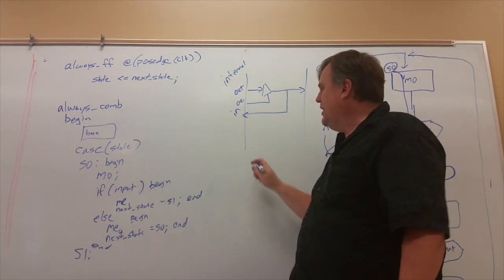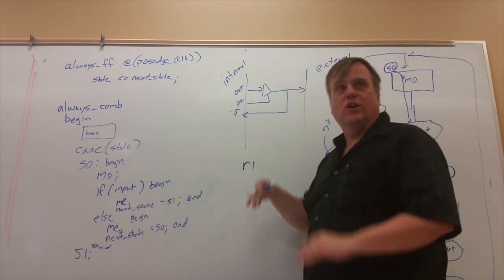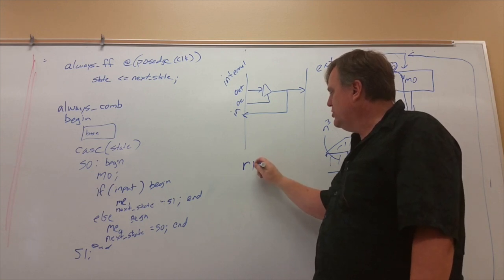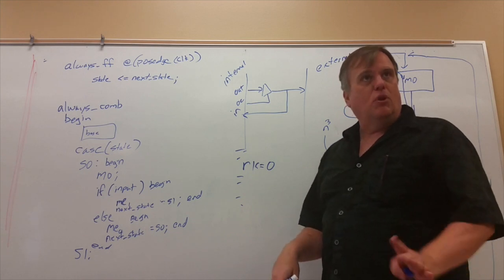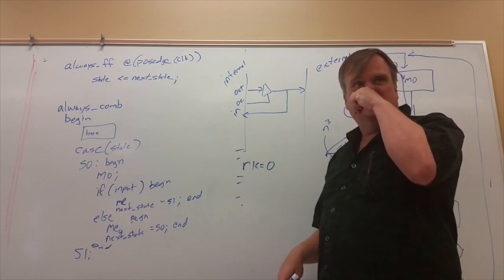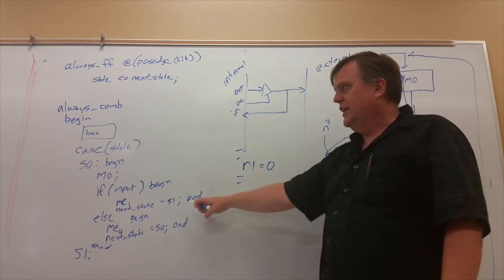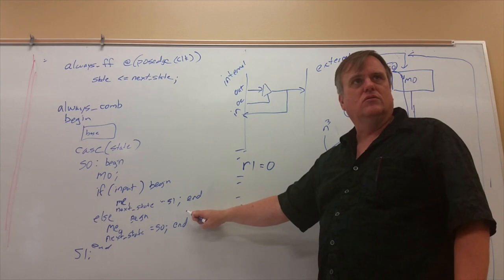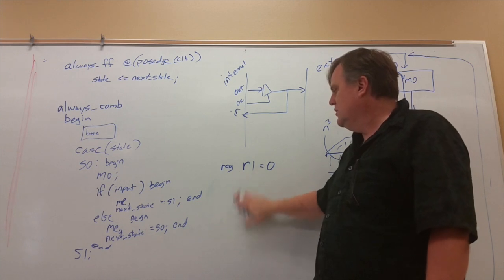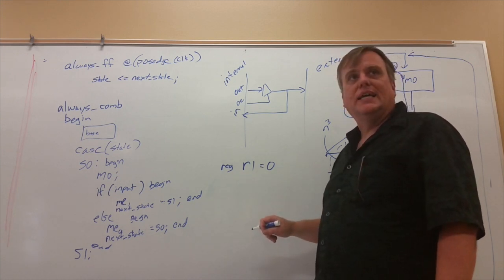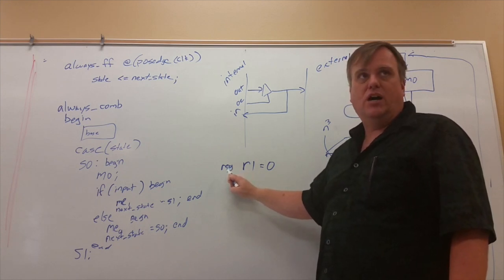So let's say R1 is whatever that register is. If you do something that does this type of thing somewhere inside a block, just a blocking assignment, inside a combinational block, just one line, like register R1 equals 0, does it support this kind of initialization? It does. You have to see whether or not that register becomes a flip-flop or not.